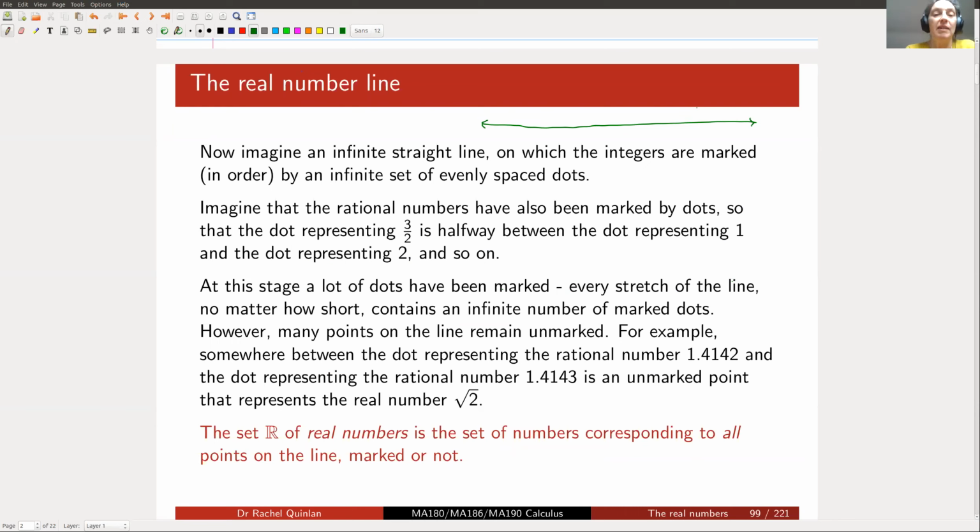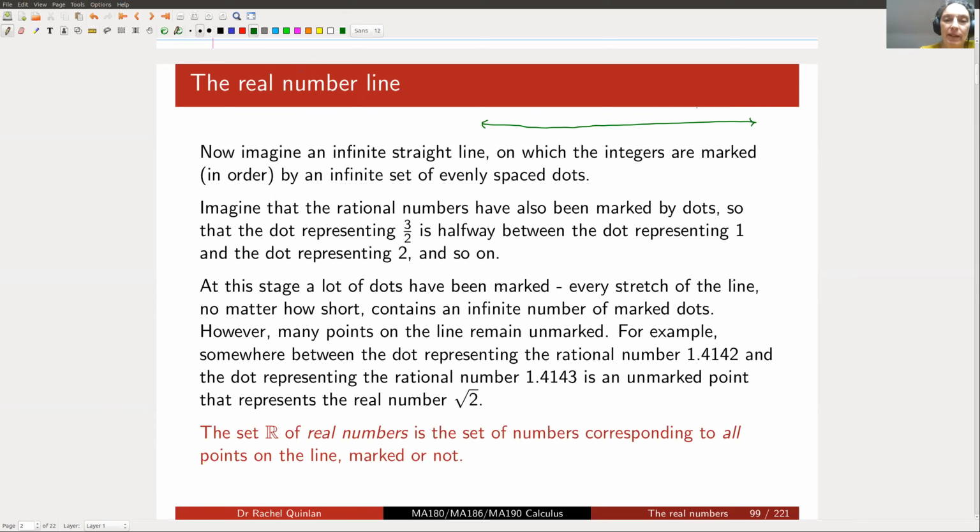But the assertion is, and you shouldn't really believe this until we justify it, that there are lots of points on the line that still aren't marked, even though all the rational numbers are marked and they're densely packed together and so on. The claim is that after marking all the rational numbers, there are still loads of points that aren't marked. Okay, how are we going to justify that claim?